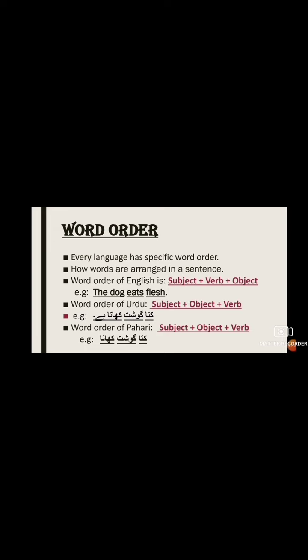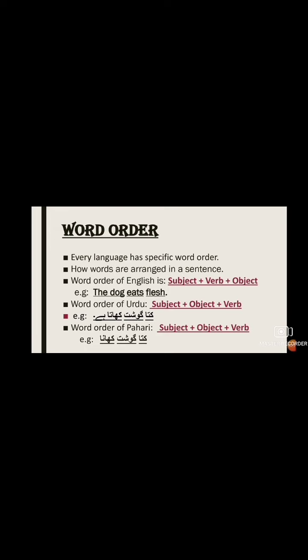The standard word order in Urdu is subject plus object plus verb. For example, कुत्ता गोश्त खाता है. Kutta is the subject, gosht is the object, and khata hai is the verb here. So by comparison, we come to know that the standard word order of English and Urdu is slightly different. SVO of English and SOV of Urdu.